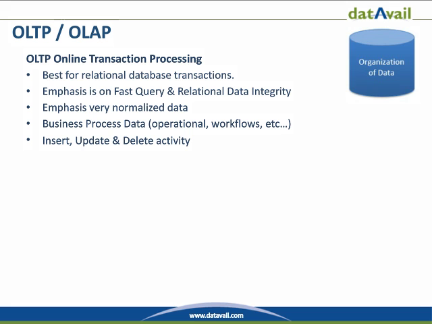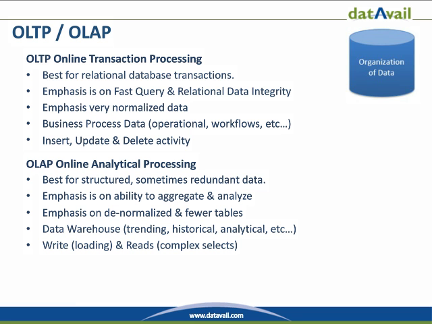So you're going to find foreign key relationships. You're going to find a lot of data that's normalized, sometimes down to the third normal form. So you're going to find very little redundancy in the data in a well-designed OLTP database. And the purpose for OLTP really is business process data. You're looking at operational data, workflows, things like that. And the typical activity that you're going to find in an OLTP system will be inserts, updates, and deletes.